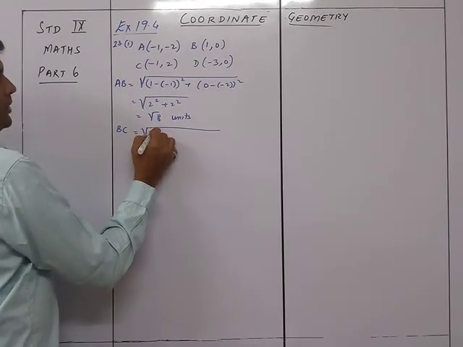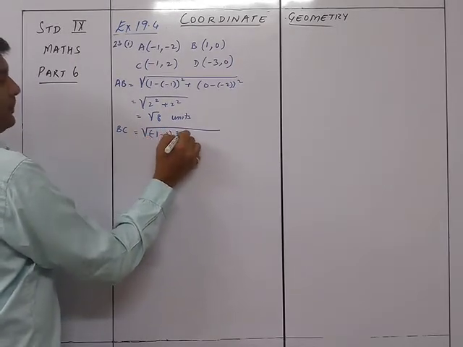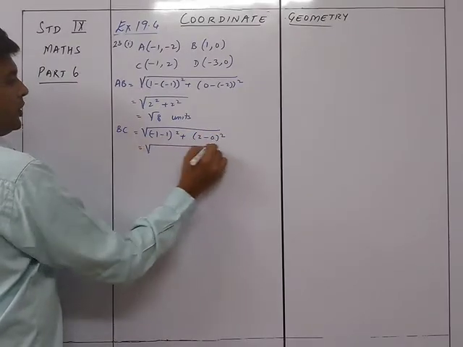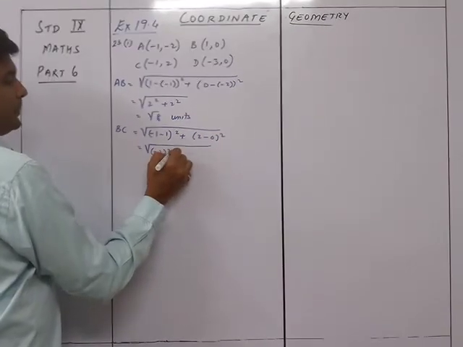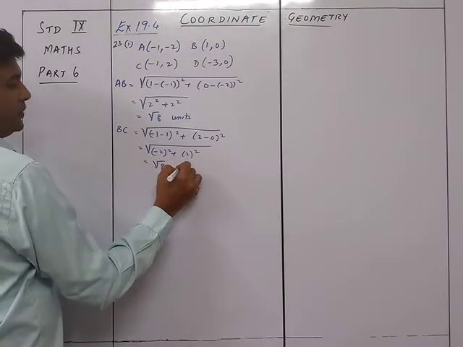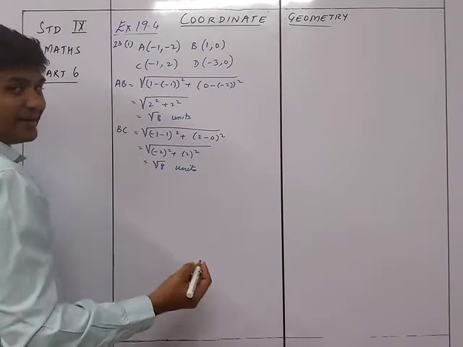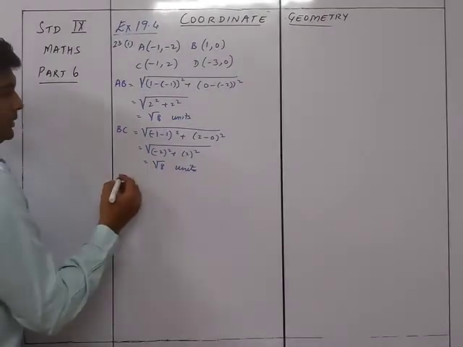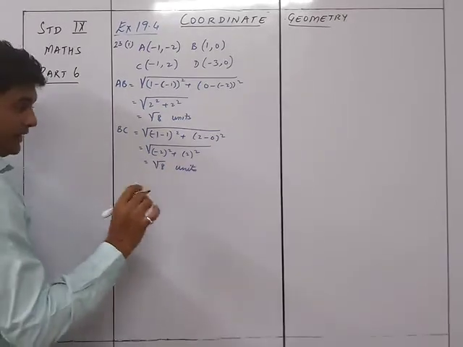Square root of (-1 minus 1) the whole square plus (2 minus 0) the whole square. That is going to be square root of (-2) the whole square plus 2 the whole square. That's again root of 8 units. So since the adjacent sides are equal, definitely a square or rhombus is going to be formed. So now I know that everything will be root 8 for sure.